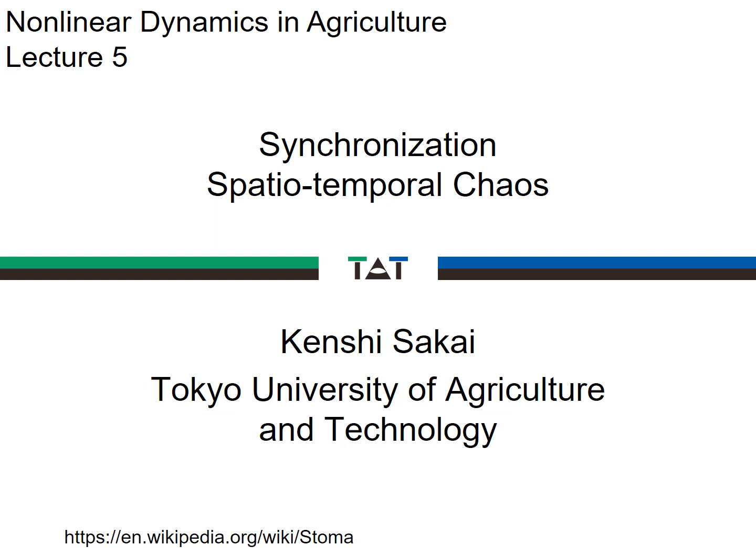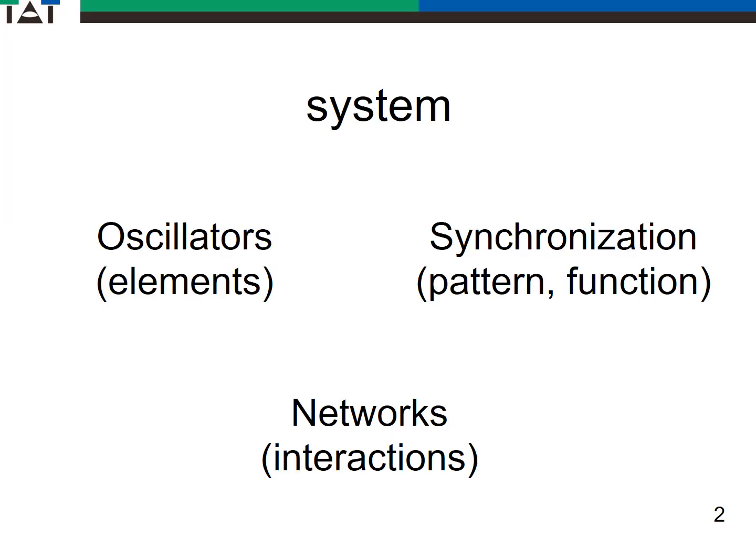Okay, lecture 5, and that's the synchronization spatio-temporal chaos. The system consists of the oscillators and network. Then, in this system, synchronization came up.